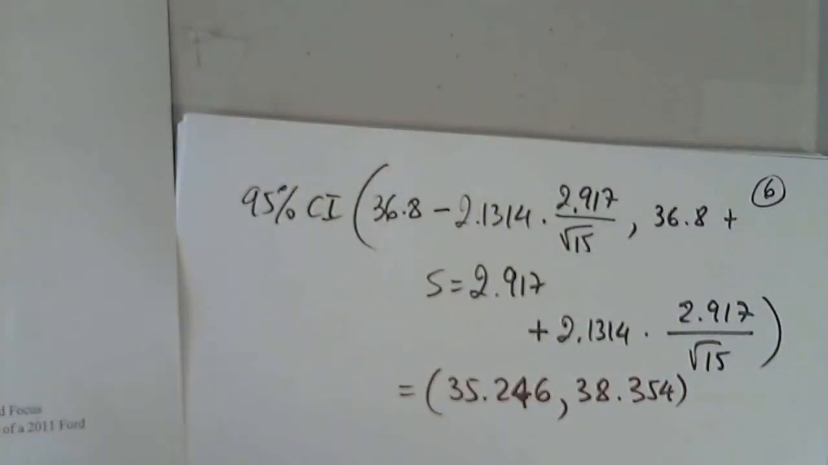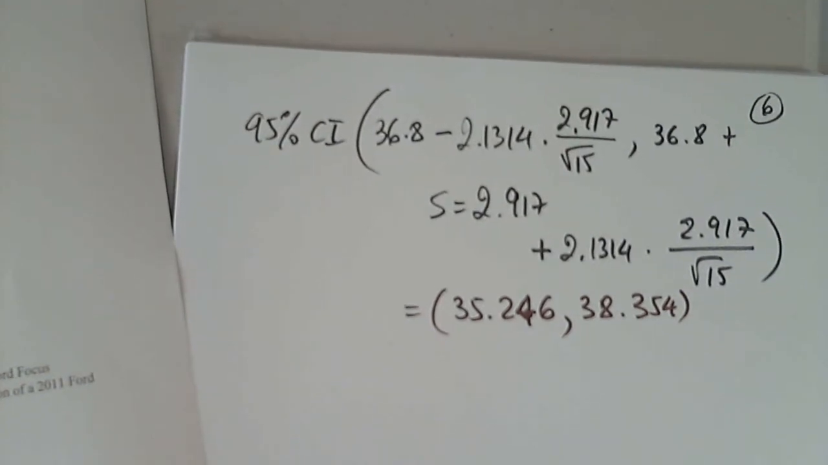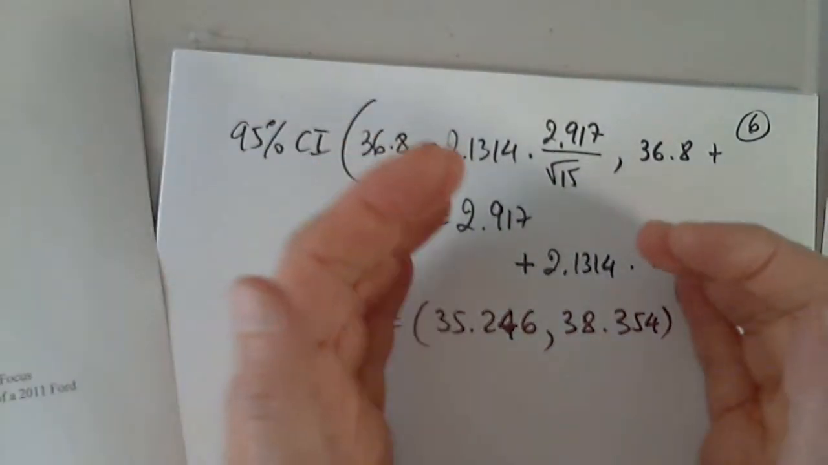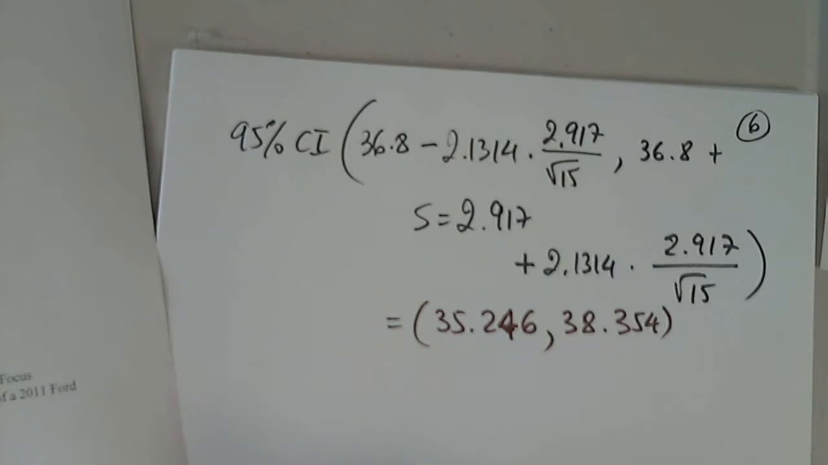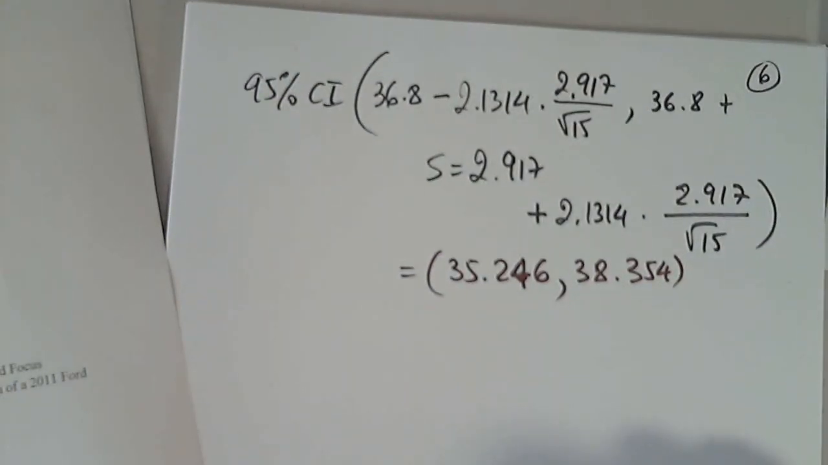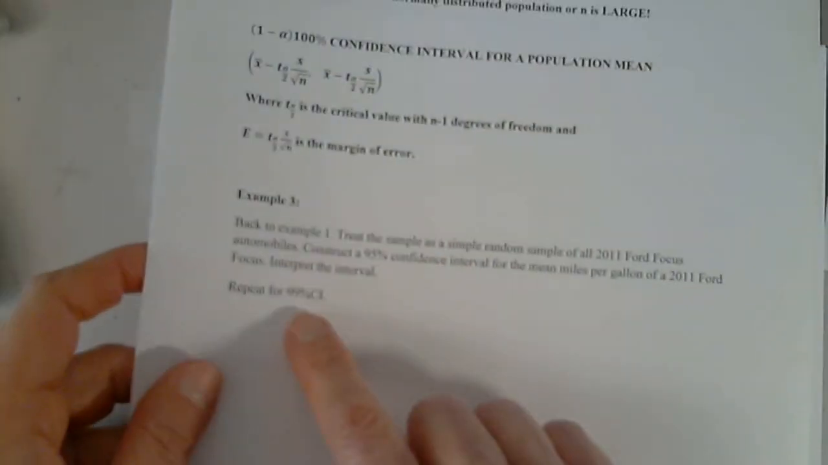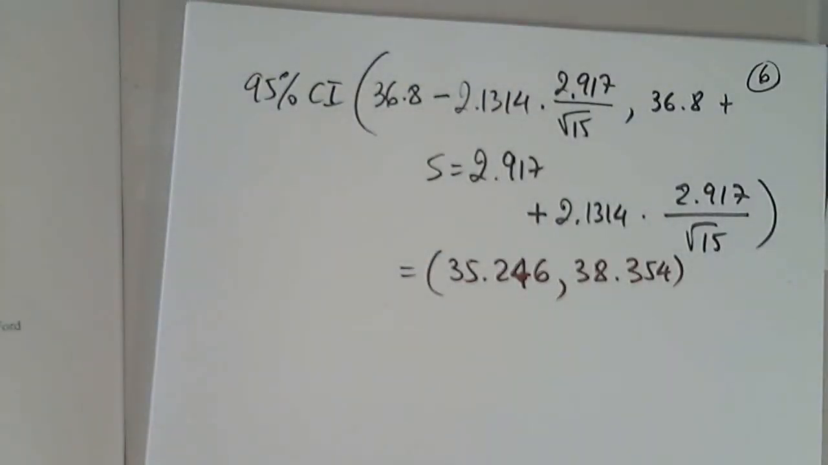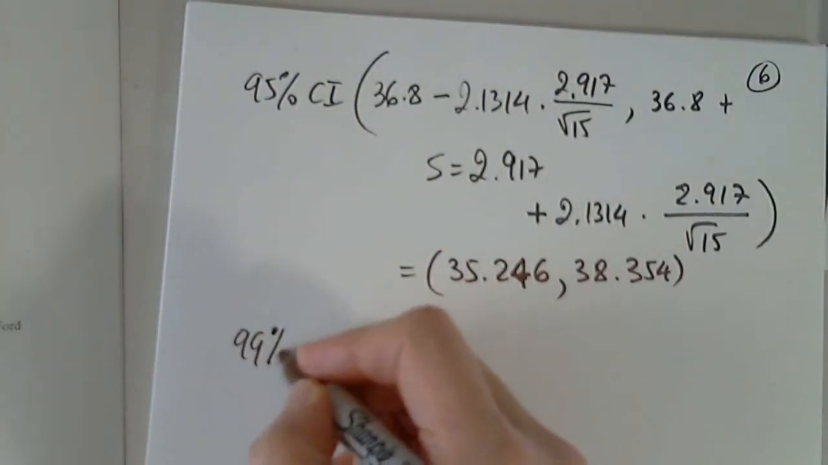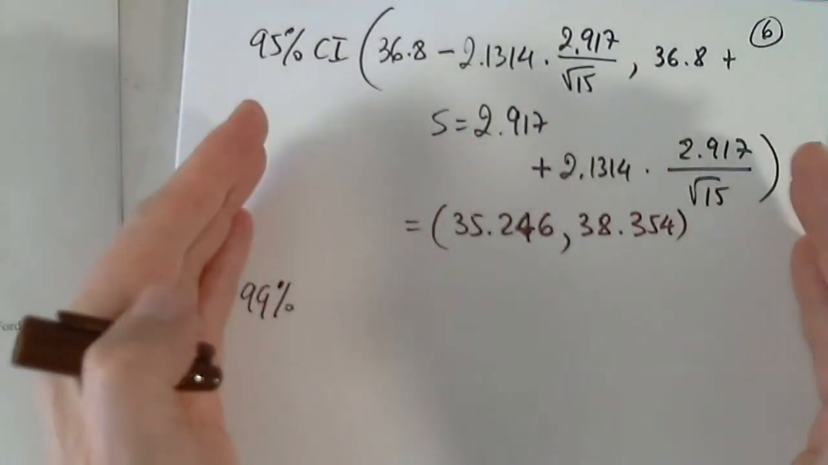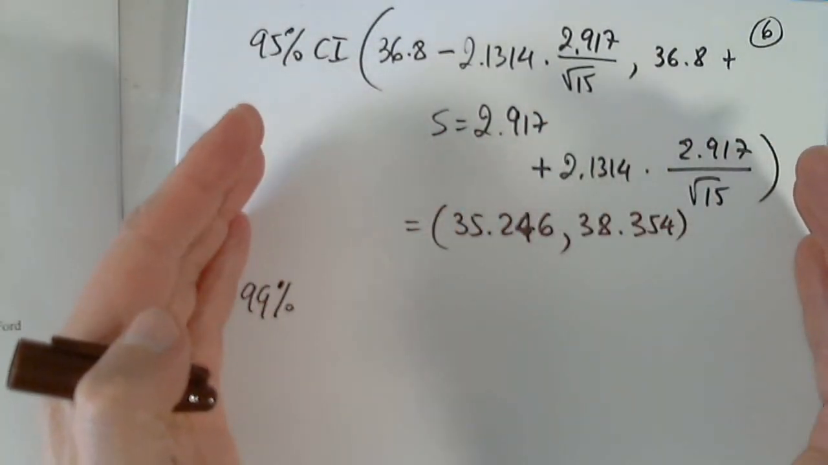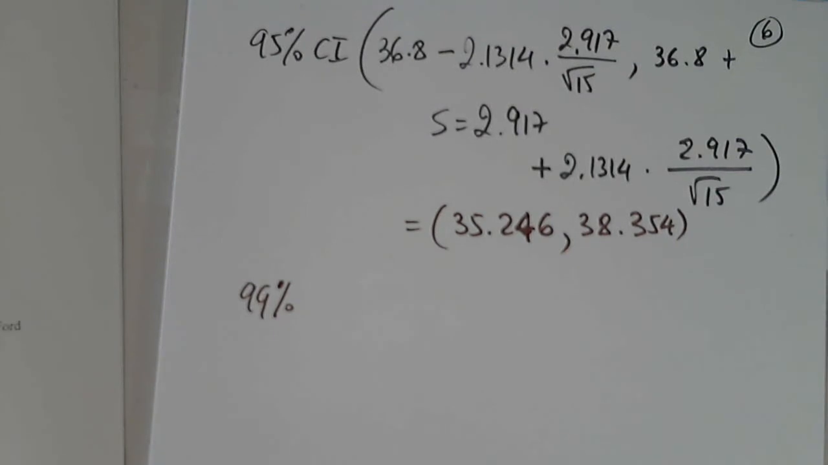Oh yeah, the interpretation again. Let me say it again. If I repeat the experiment 100 times, 95 of those will have the true population mean. Now if I repeat this for 99%, the interval will be wider. Same interval, but wider.